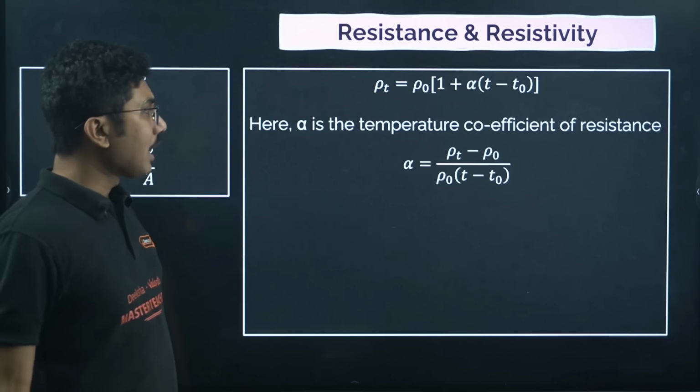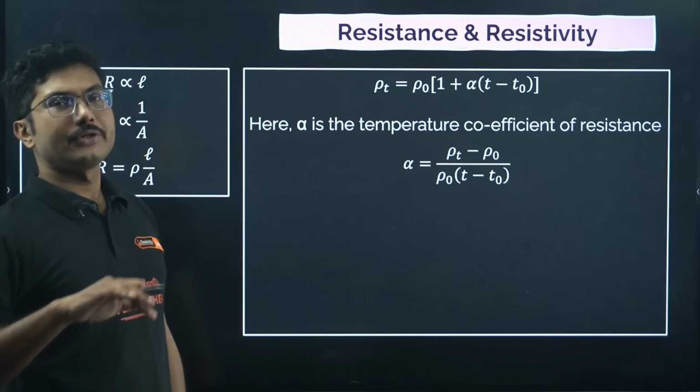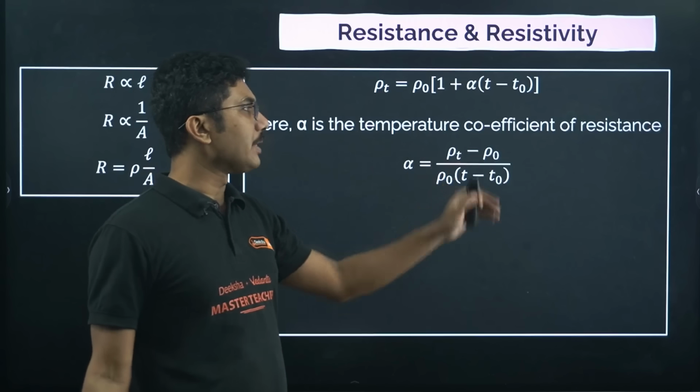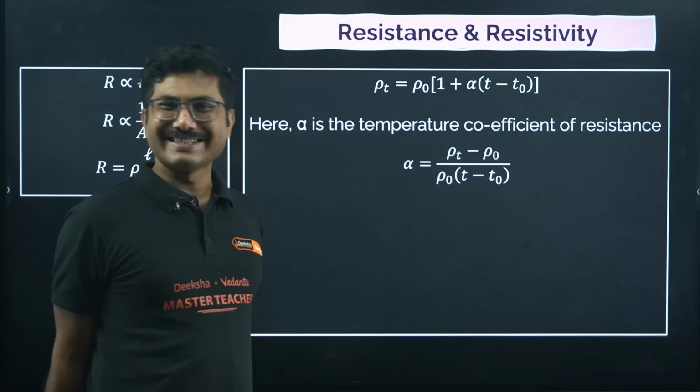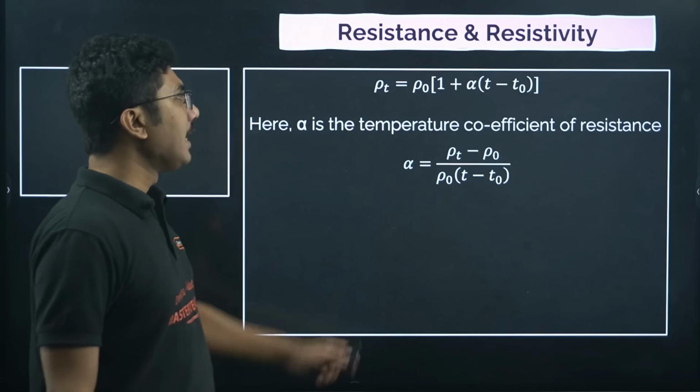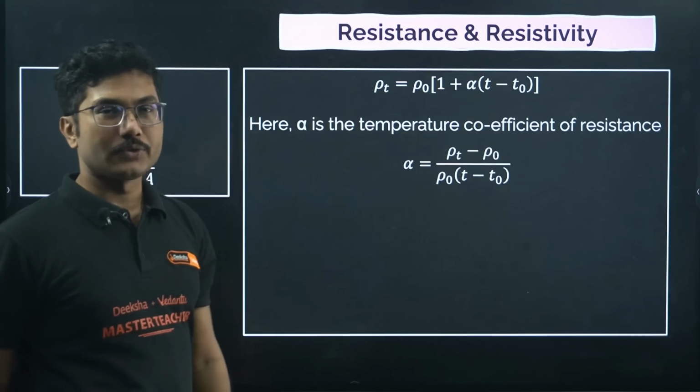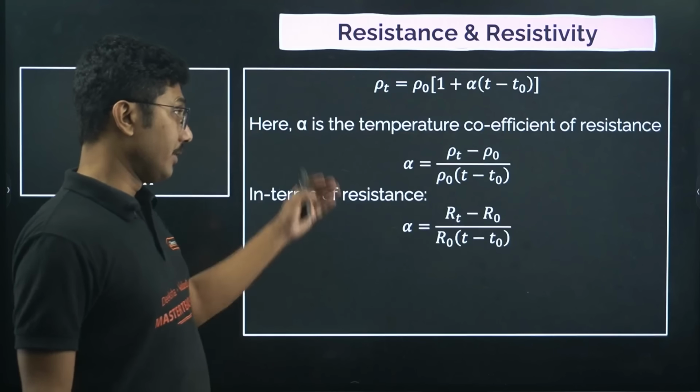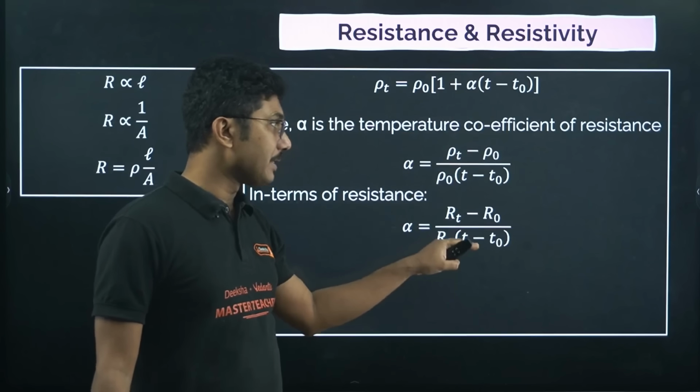So if you want to calculate resistance or resistivity, whichever is given, you just need to replace rho by R, and you will get the same answer. It does not matter whether you are writing in terms of resistivity or resistance, the formula remains the same.